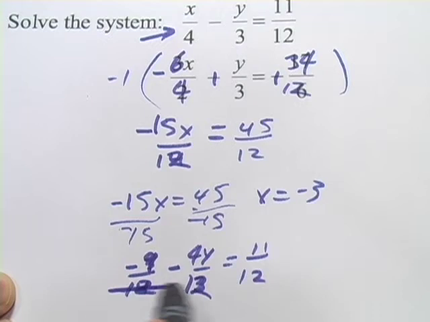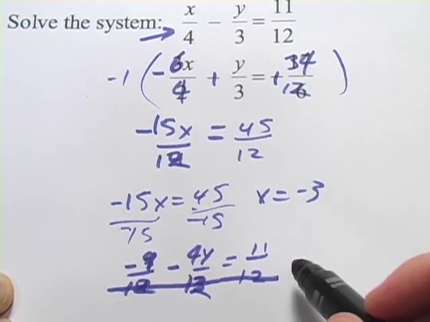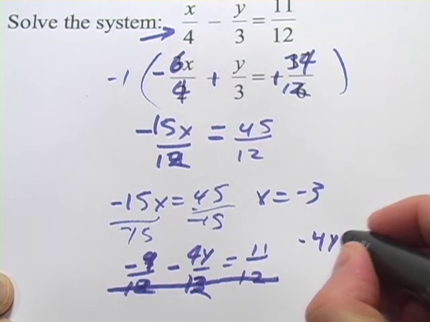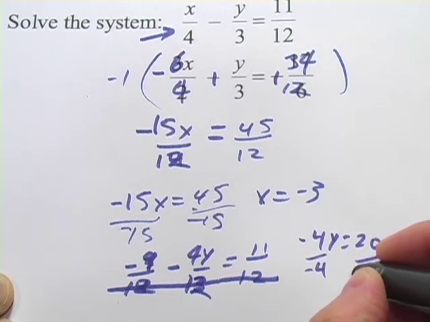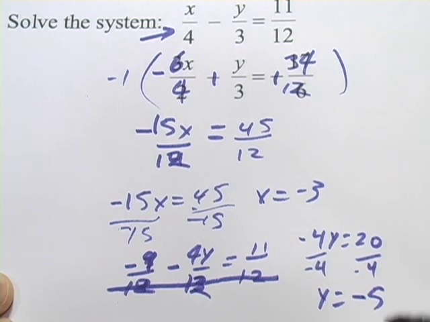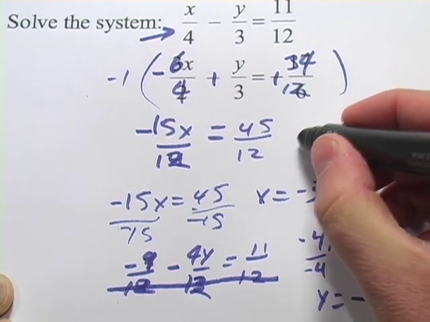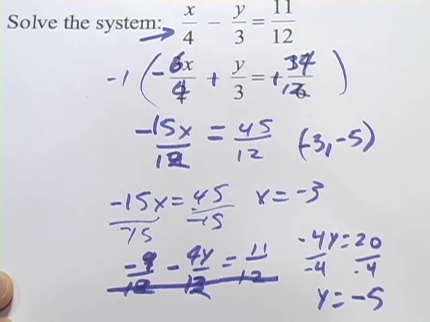And once I've done that, I can multiply everything by 12 and get rid of the denominators. So I get -9 minus 4y equals 11. So let's see, I'll add 9 to both sides, and I would get -4y equals 20. Then divide both sides by -4, and I get y equals -5. So my solution here for this system would be -3, -5. And that's a little bit of work with solving systems of equations by elimination.